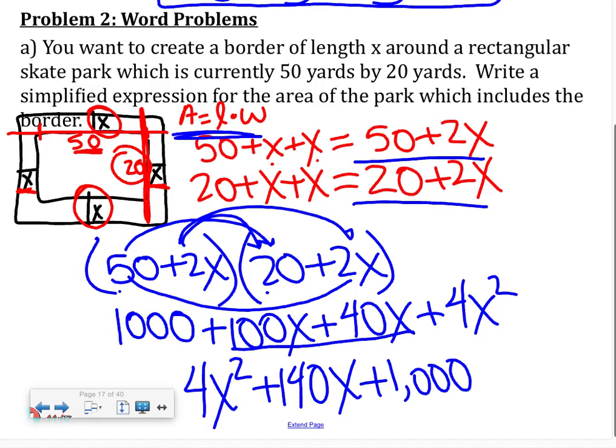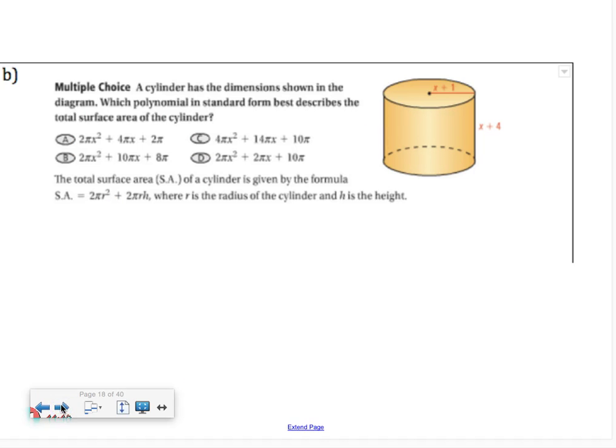All right, last problem for us, another shape problem. So we have a cylinder nicely shown in a picture for us there. And it shows us our dimensions shown in the diagram and says which polynomial is in standard form. Reminder, standard form is going from highest degree all the way down to the lowest degree and best describes the surface area. They very nicely gave us the equation for surface area that's going to make this go a lot faster for us. So what that means then, I'm just going to plug in the information they gave us.